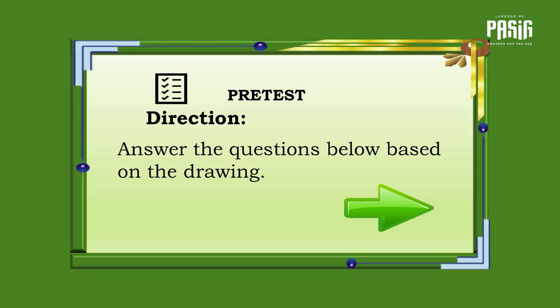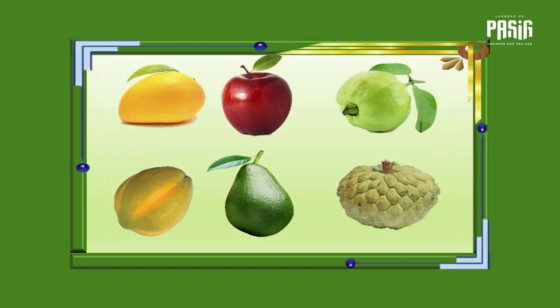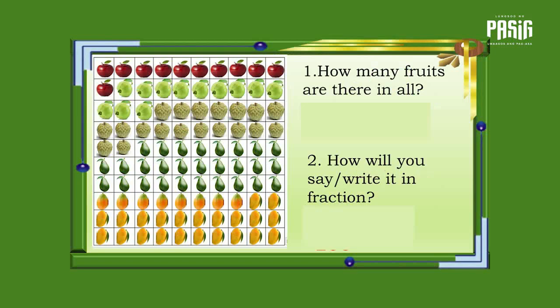Direction. Answer the questions below based on the drawing. And here is the drawing. It is actually a 100 square grid with different fruits in it. So I used apple, guava, atis, avocado, papaya, and mangoes. So let's start. Question number 1. How many fruits are there in all? I'll give you 5 seconds to answer this question.